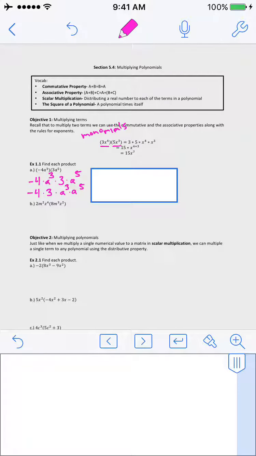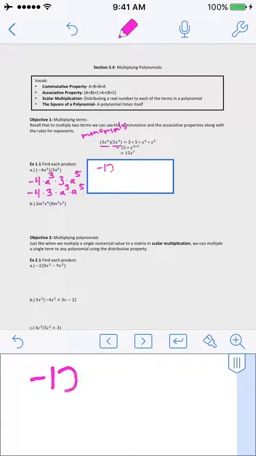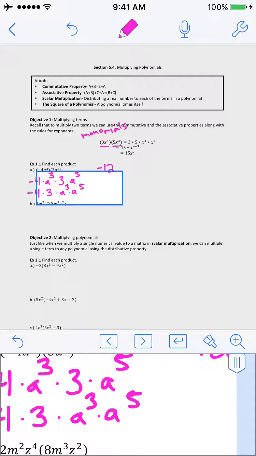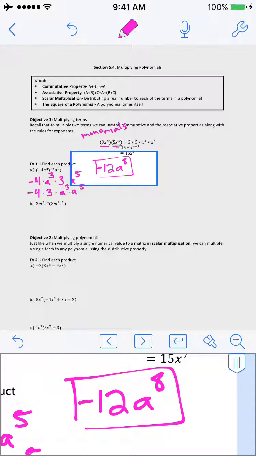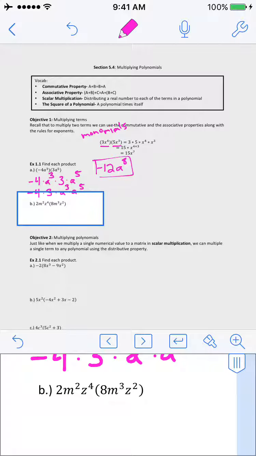Negative 4 times 3, negative 12. I'll use the product rule on these second two. So a to the third times a to the fifth is a to the 3 plus 5, or a to the eighth. And we have our product, negative 12a to the eighth. Awesome. And we can do the same thing for the second one, even with multiple variables, commutative property works for anything, right? So I'm going to let you guys try this one out. Go ahead and try it and make sure you've got this idea down, and then we'll do it in just a sec.